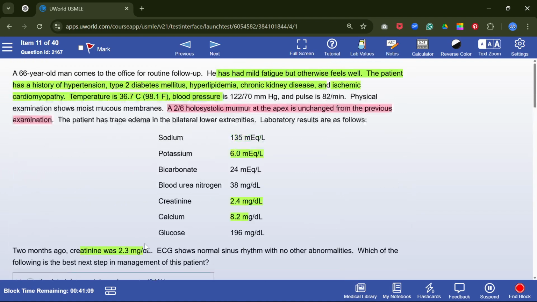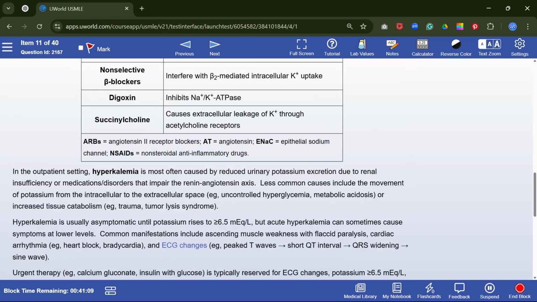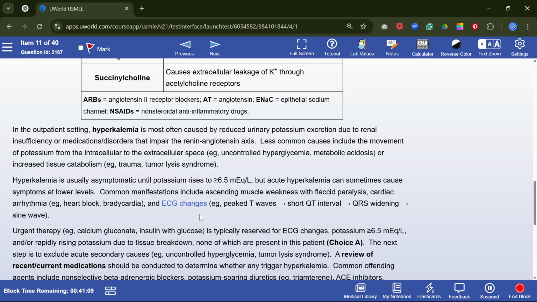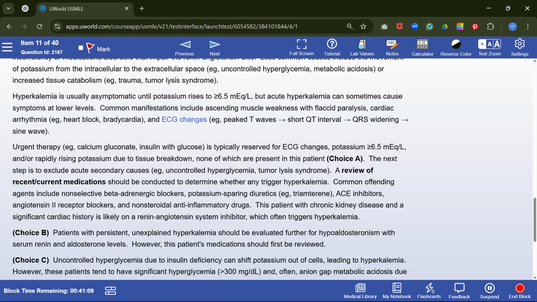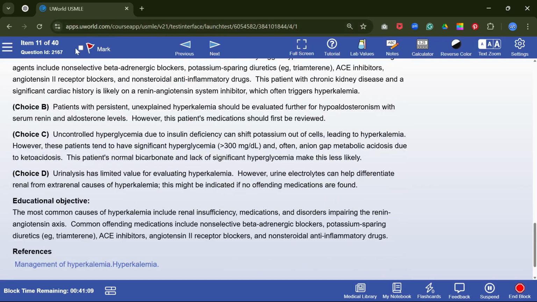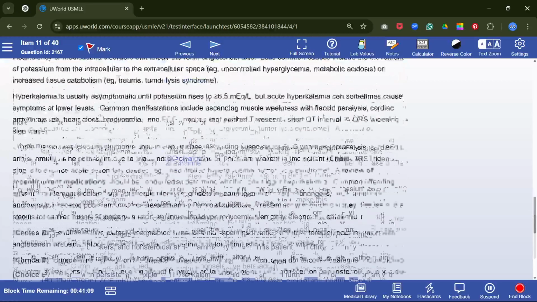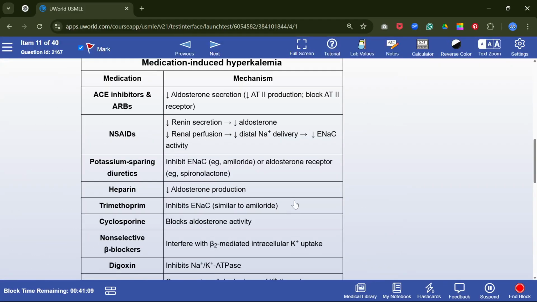Or we can look for the drugs. Okay, what changed? CKD is a very abnormal thing.